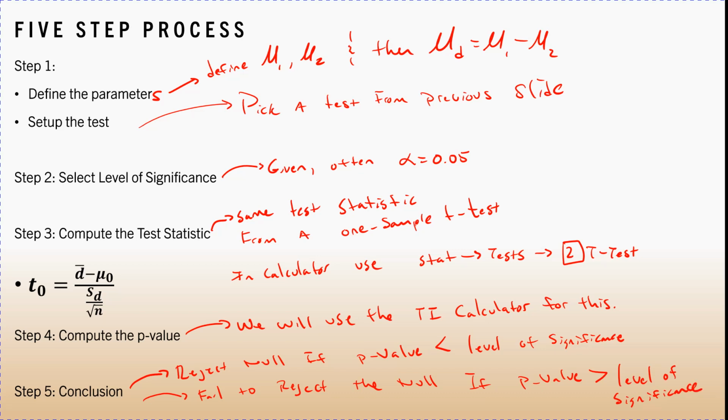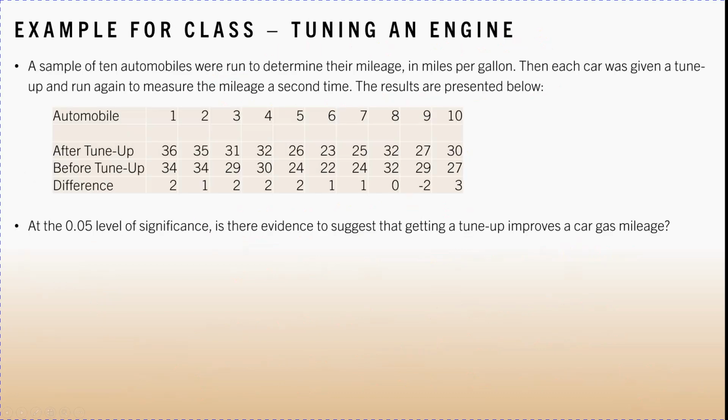All right, so I've got 3 examples here for us to work through to hopefully understand and see this process. So let's first go back and figure out if the tuning improves miles per gallon. A sample of 10 automobiles were run to determine their mileage in miles per gallon. Each car was given a tune-up and then run again to measure the miles per gallon a second time. The results are shown below.